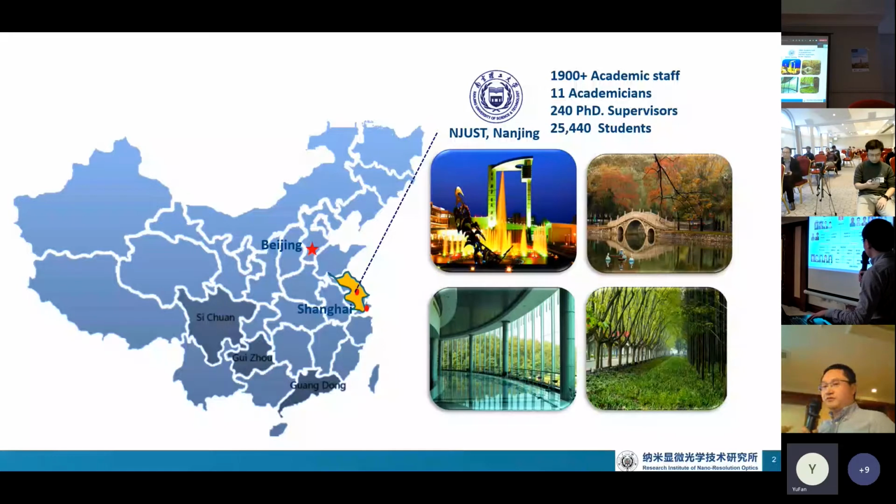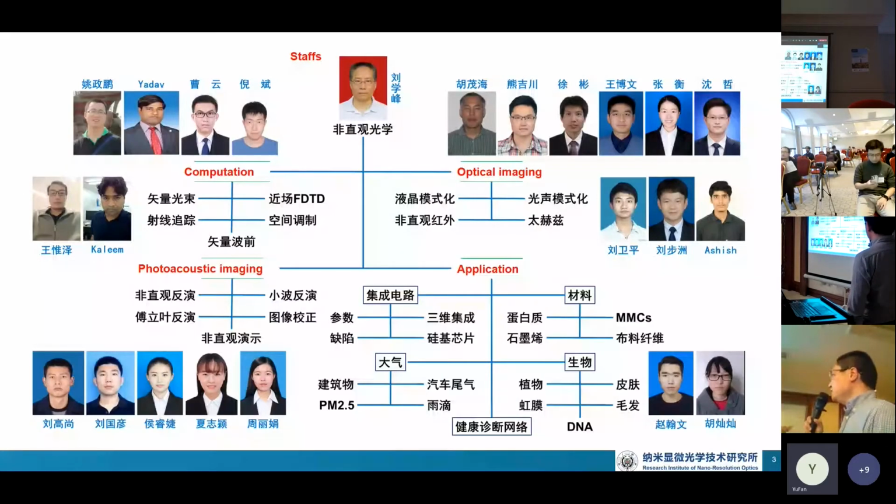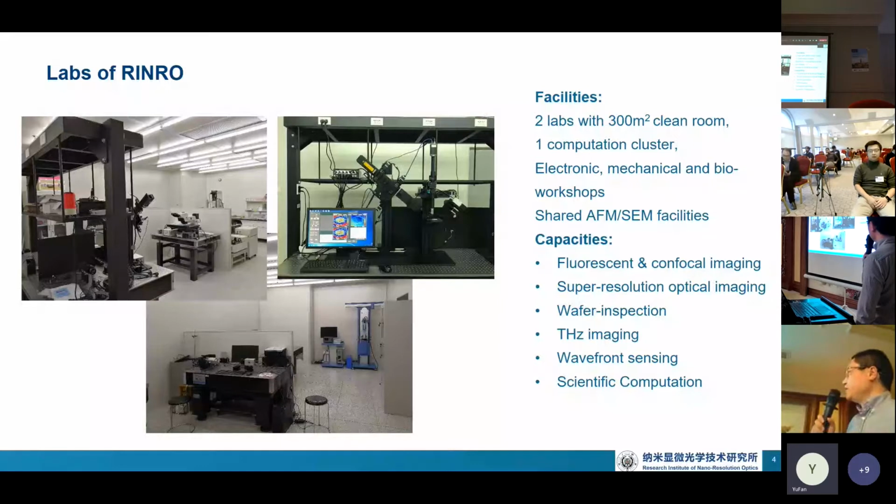This is our team. Our team we can divide into a few subgroups: computation, optical imaging, photographic imaging, and application development. I'll introduce them one by one. The facilities of our lab, you can see a few pictures we took in the lab. We have two labs with about 300 square meters of clean room, one computation cluster, and electronic, mechanic, and bio workshops.